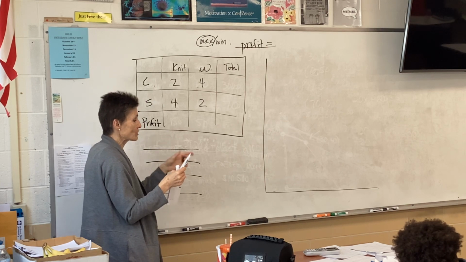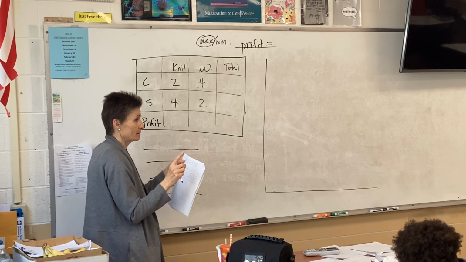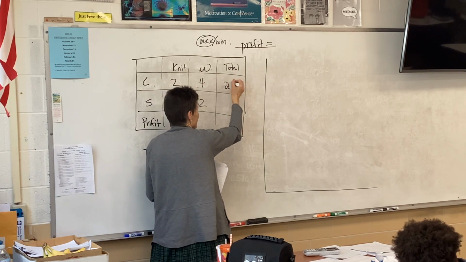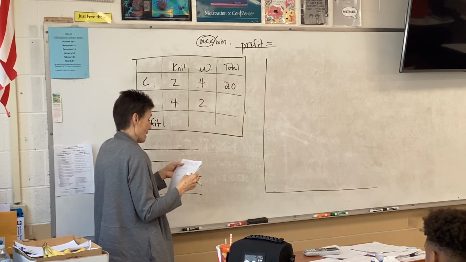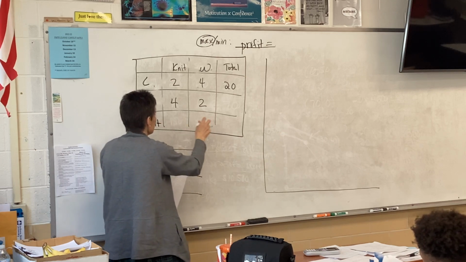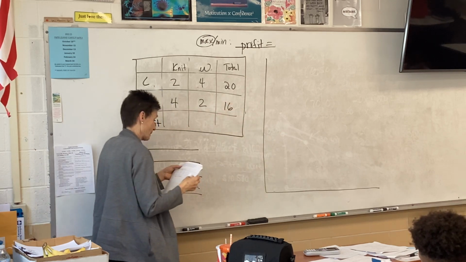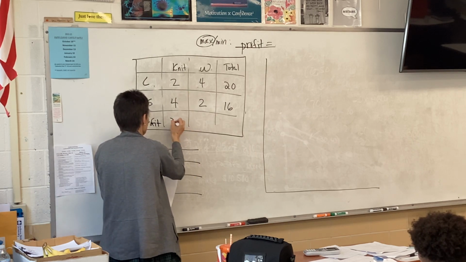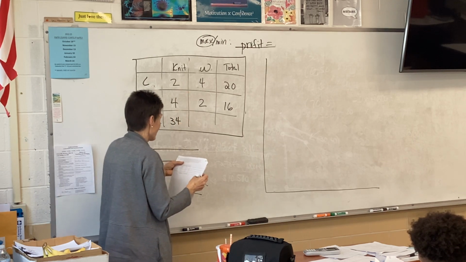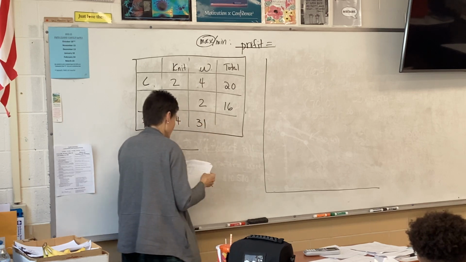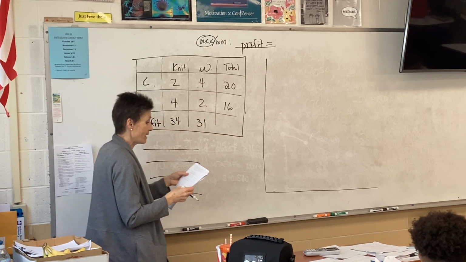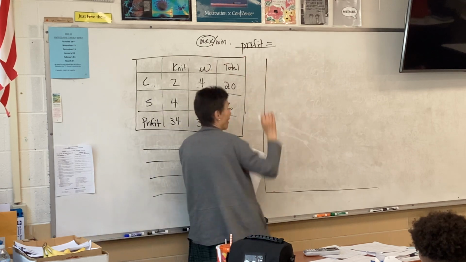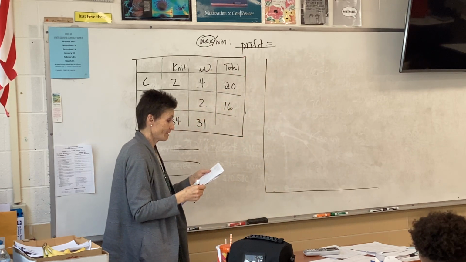20 hours are available for cutting. So the cutting total is 20. And 16 for sewing. The profit on a knit is $34, and on a worsted is $31. How many of each suit should be made to maximize profit? And then what is the profit?